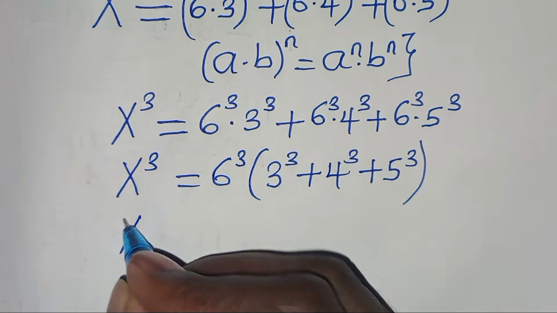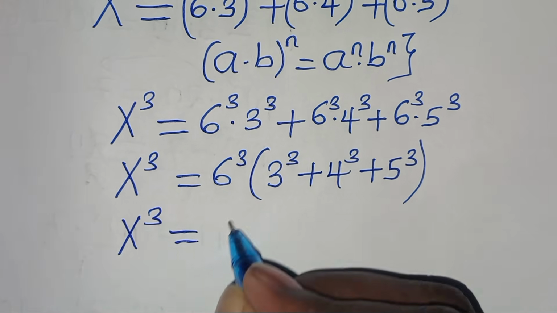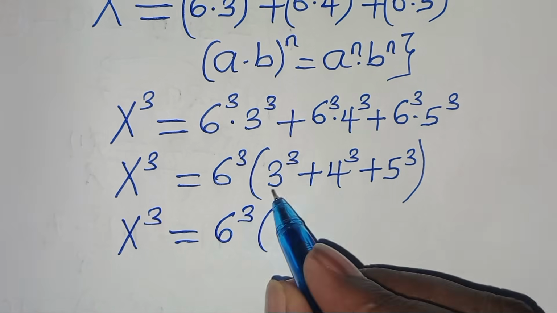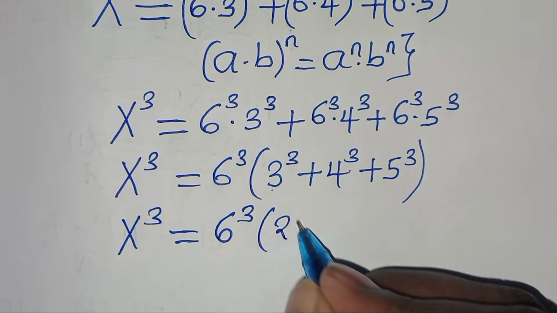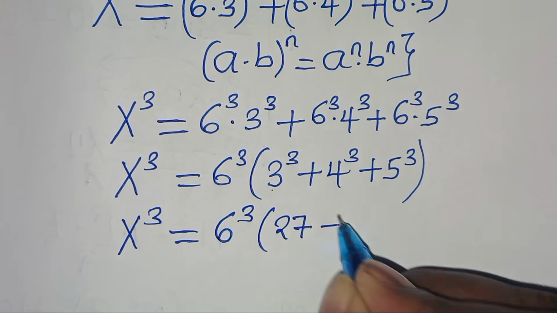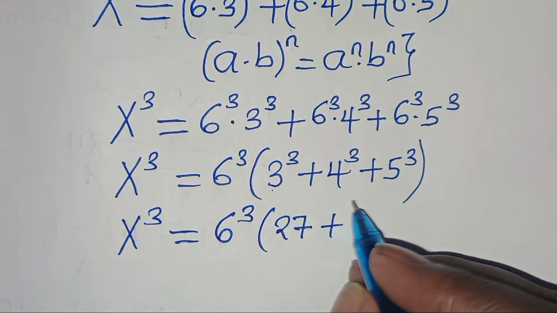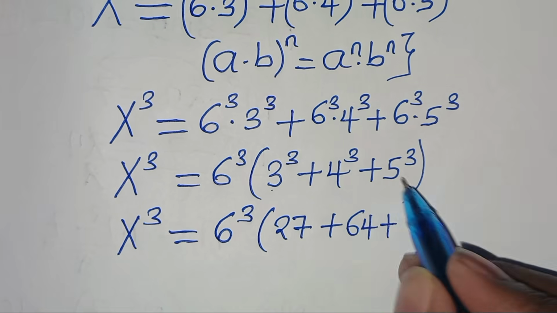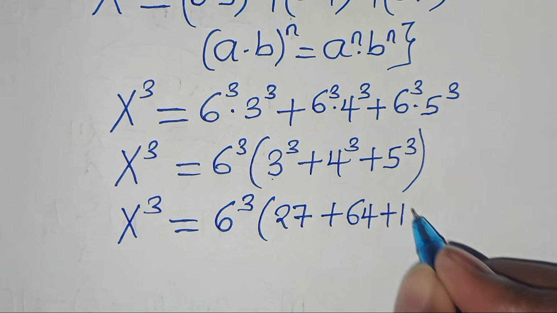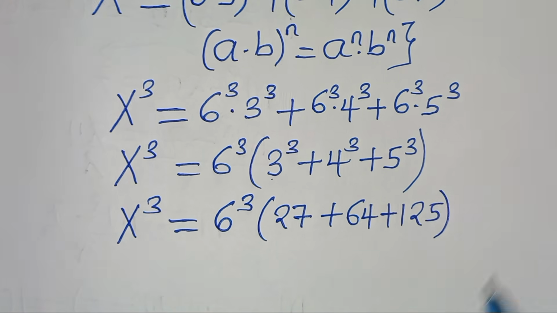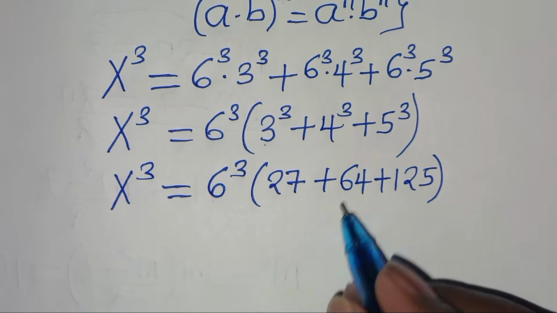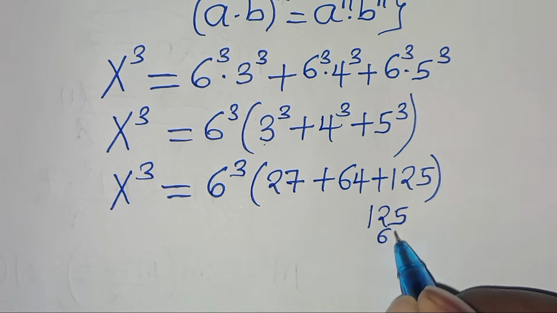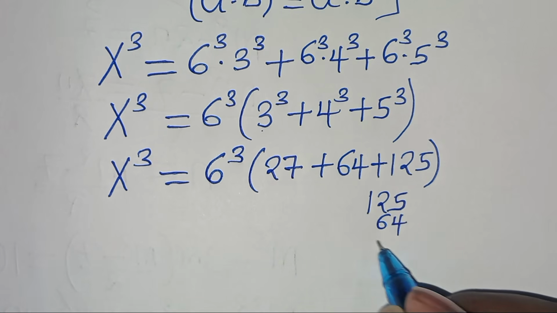So this is x to the power of 3. This is equal to 6 to the power of 3 into the parentheses. 3 to the power of 3, this is 27. Then plus 4 to the power of 3, this is equal to 64. Then plus 5 to the power of 3, this is 125. Now this means we have 125 plus 64 plus 27.